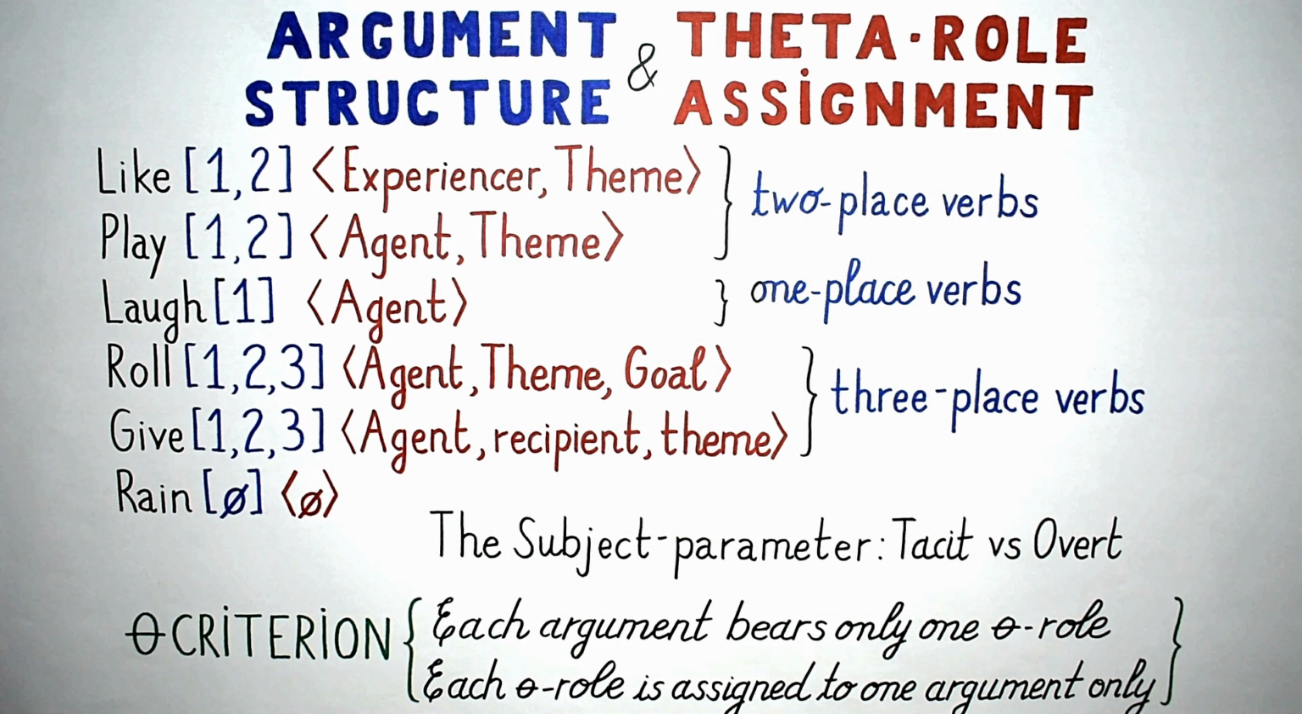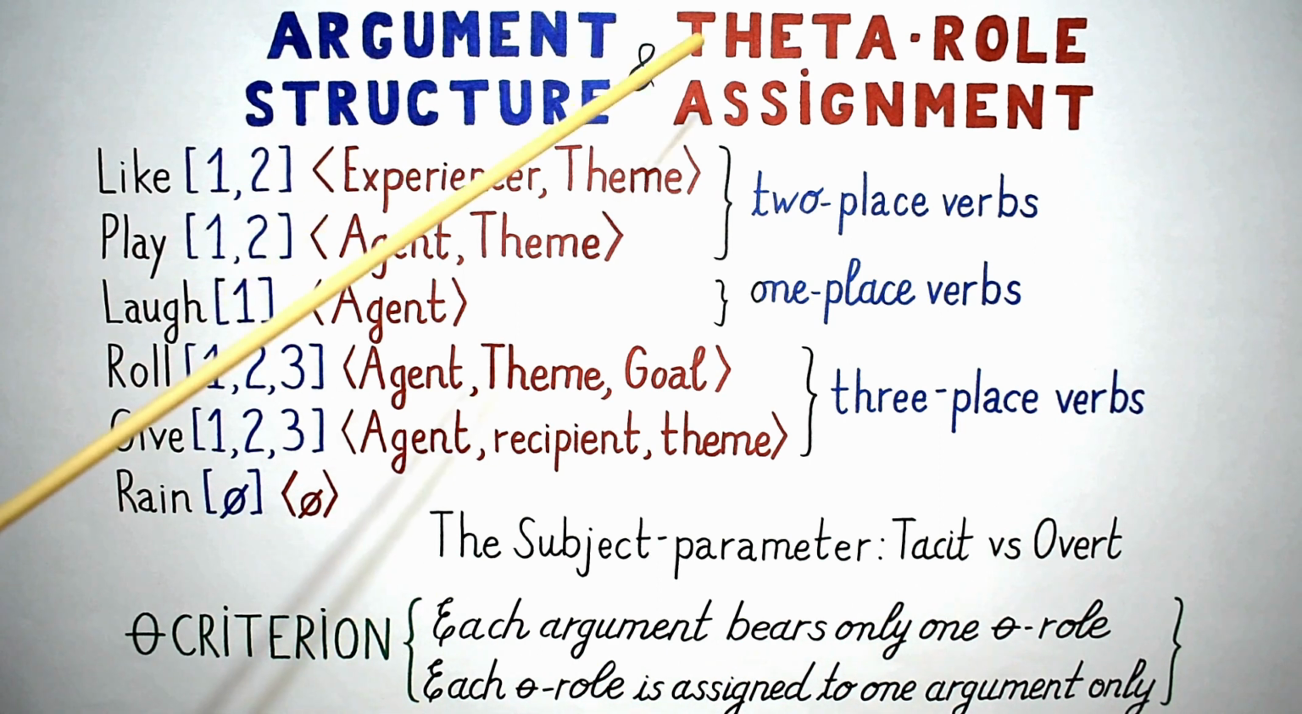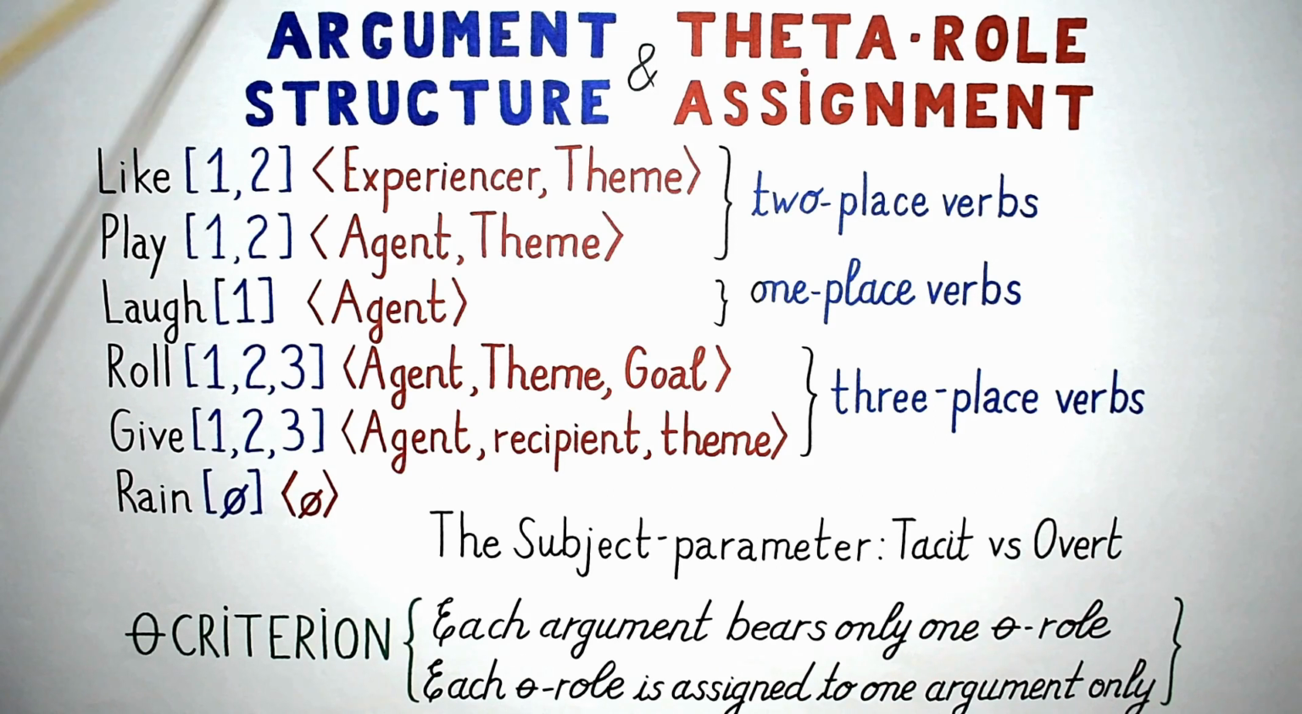Hi there, this is our second class on argument structure and theta role assignment. The reason why we're having a second class on argument structure and theta role assignment is basically that we introduced the topic last class and we would like to further specify a number of things that we think are important to develop for a more thorough understanding of what we mean by argument structure and theta role assignment.